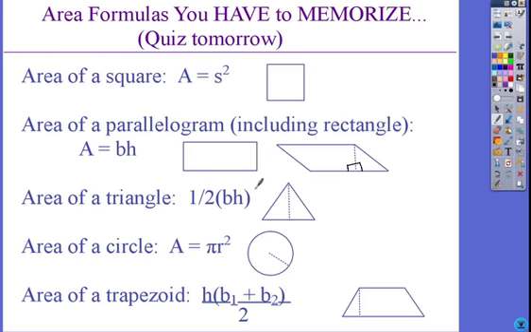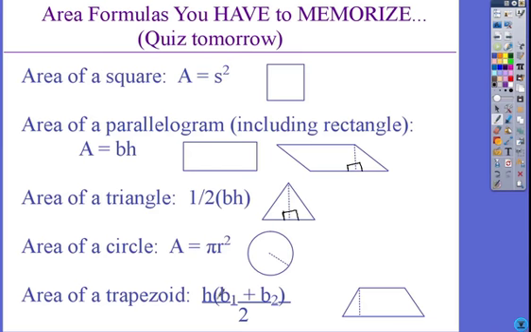In a triangle, it's 1/2 base times height. Remember, again, height has to come from a vertex and be perpendicular. I can't use one of the slanted sides of the triangle. The area of a circle is pi times the radius squared. Can't use the diameter, it has to be radius squared.